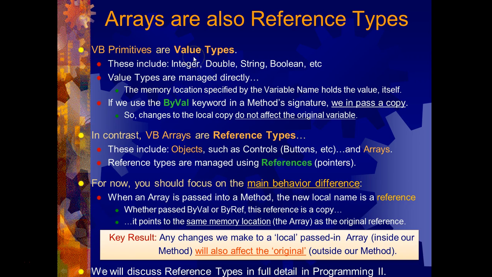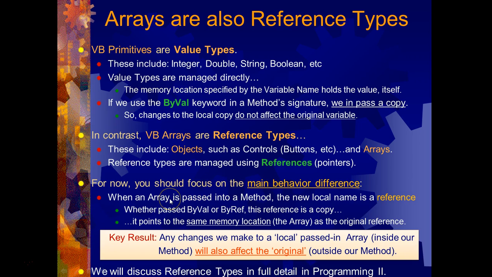So reference types are for arrays and other things like that, and they are managed in a slightly different way using what are called pointers. But he says for now you should focus on the main behavior differences. So not the theoretical or underlying differences, but how they behave differently.